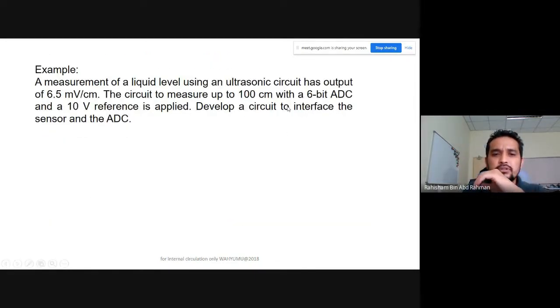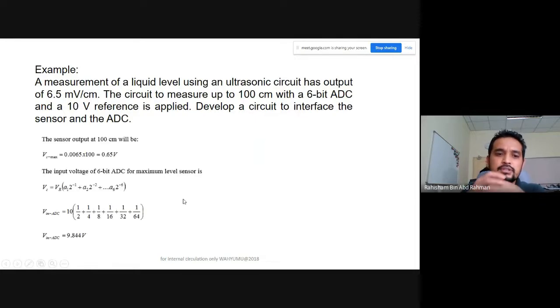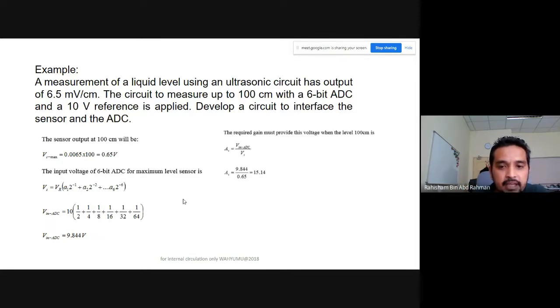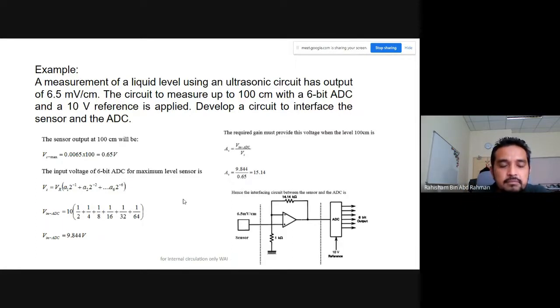Okay, develop a circuit to interface. The solution is there. It's exactly the same as I explained before. So we calculate what is the V in, reverse calculation, 6 bit, 64, and we should be able to calculate the V in here. So we need to know the voltage gain is 15.4. In this case, have a look here.